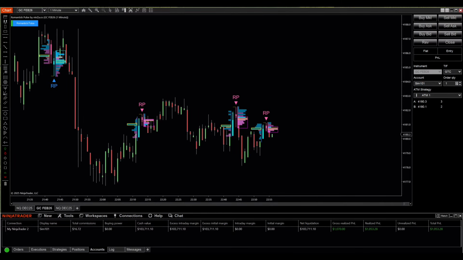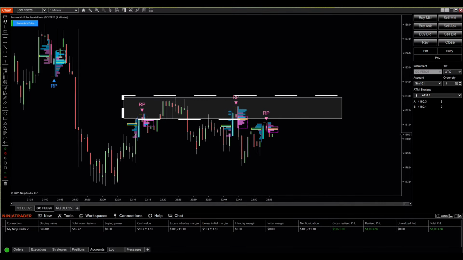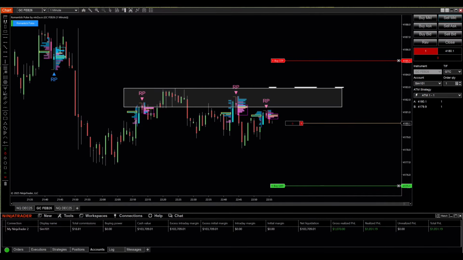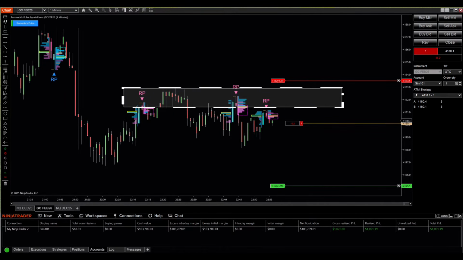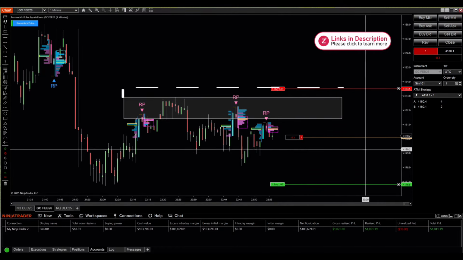Next, when price paused in this area, we could identify a temporary resistance zone. So when Romantick Pulse printed a sell signal, I entered immediately, placed my stop loss above the resistance zone, and set take profit at the previous low. With GC's typical price behavior, setups like this often sweep below the previous low to form a lower low.